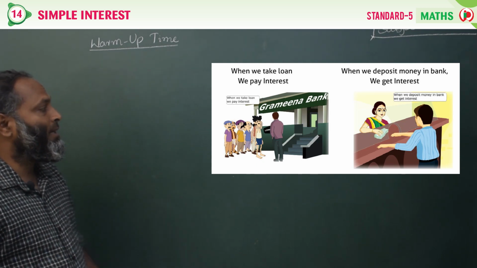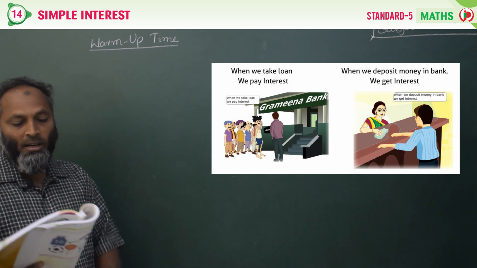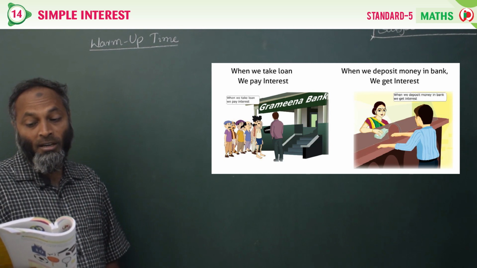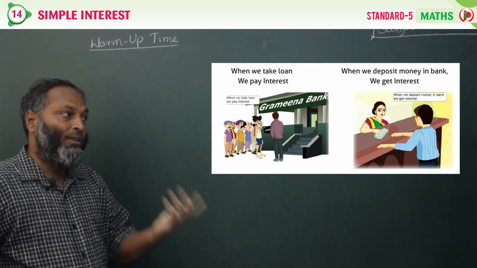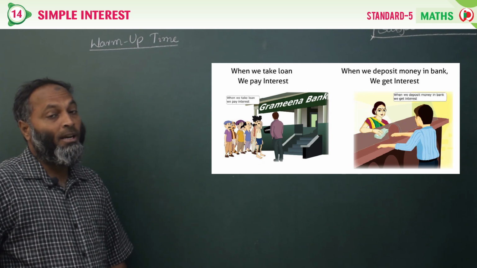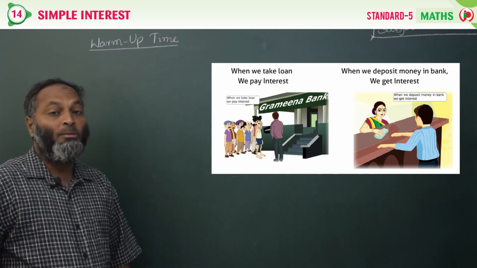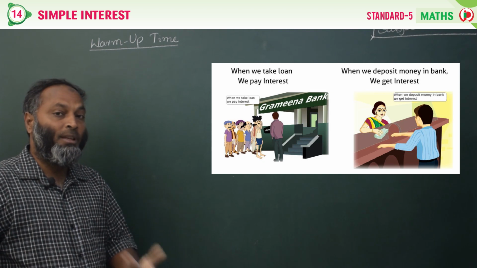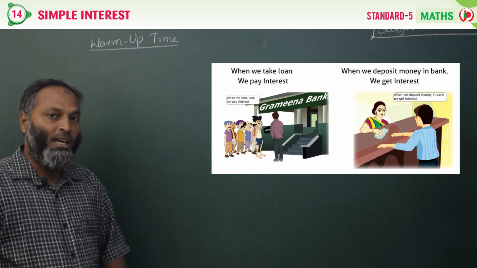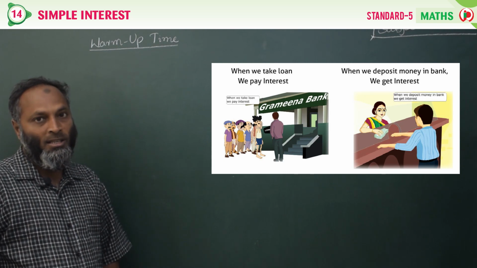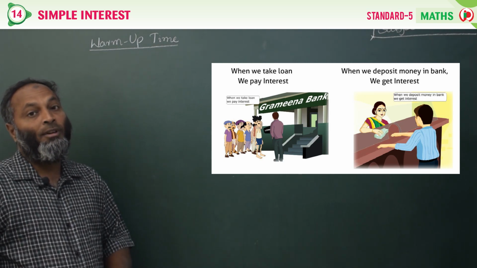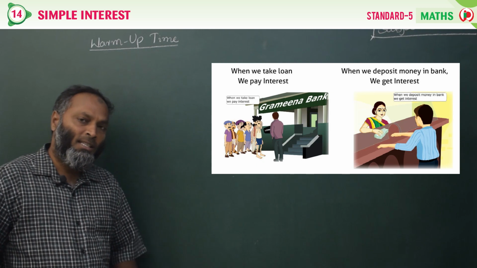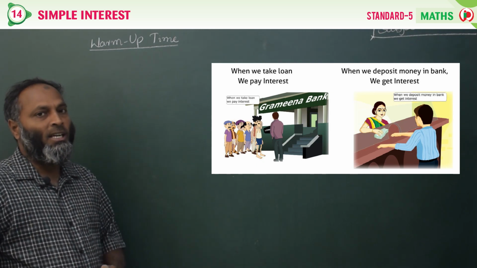Okay, here the Grameen Bank is given. So in that bank, when we take a loan we pay interest, and when we deposit money in the bank, we get interest. If we deposit our amount in the bank, we will get an extra amount, that interest. Suppose we take a loan from the bank, then we should pay the interest. When will we get interest? If we deposit our amount in the bank, at that time we get interest. Okay, so this is about what interest actually means.